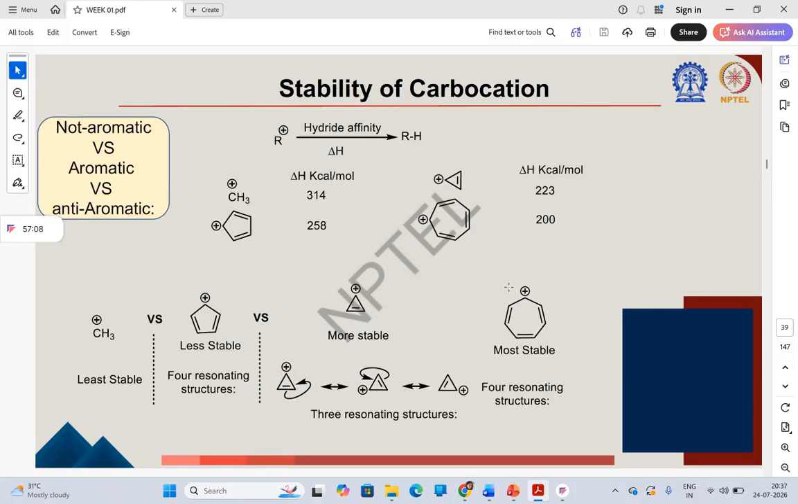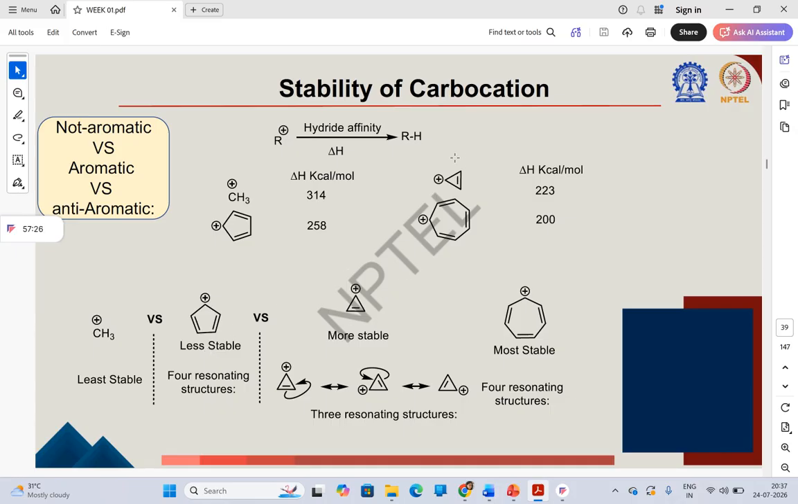Then we have discussed aromaticity. Aromatic compounds form more stable carbocations compared to anti-aromatic ones. Here we have 4 pi electrons, and because 4 pi electrons make an anti-aromatic compound, this one is less stable.